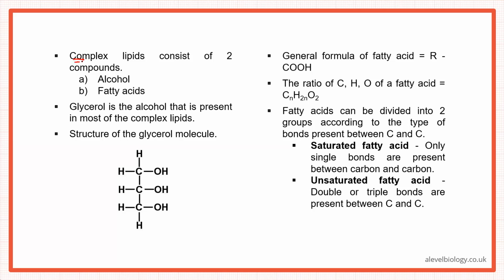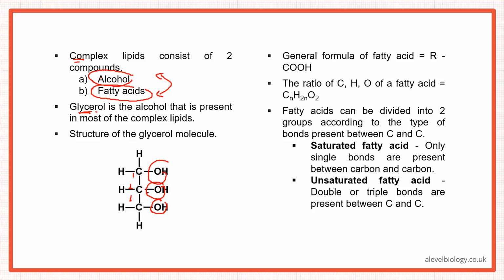Complex lipids have two compounds, so it is made of alcohol and fatty acid. Both of these together make up a lipid. So it has to be alcohol plus a fatty acid. The alcohol that is involved is generally glycerol. In the complex lipid, the alcohol involved is glycerol, and this is the structure. You can see it's a 3 carbon compound, 1, 2, 3, and you can see a hydroxyl group attached to each. This is how a glycerol molecule looks.